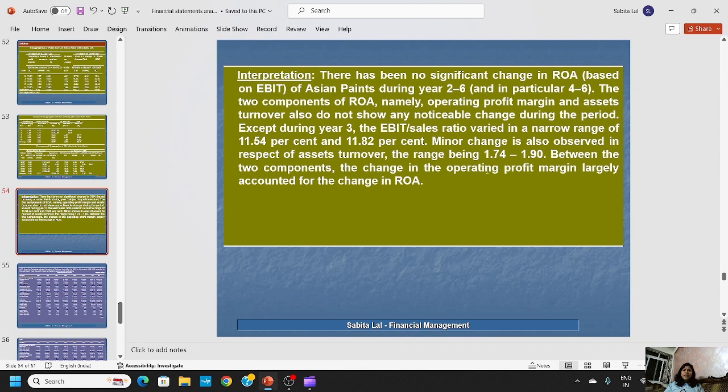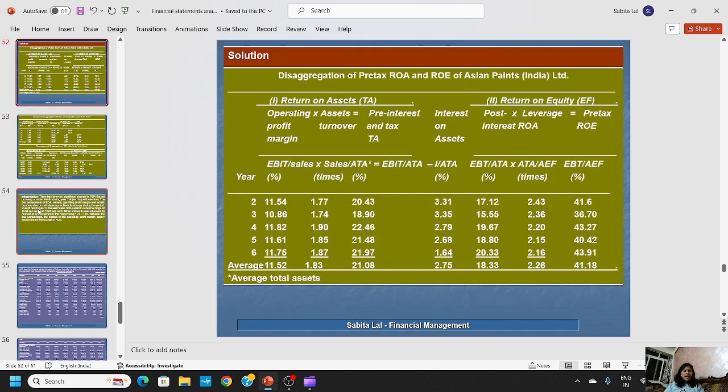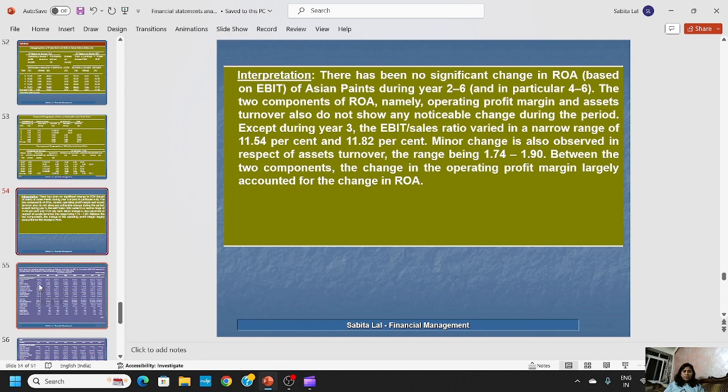So what is my interpretation in this? There has been no significant change in ROA based on EBIT of Asian Paints during the years 2 to 6, and in particular 4 to 6. So the components of ROA, namely operating profit margin and asset turnover, also do not show any noticeable changes during the period. Except during year 3, the EBIT by sales ratio varied in a narrow range. So please check how the calculation is done in the previous two slides, so you are able to conclude.